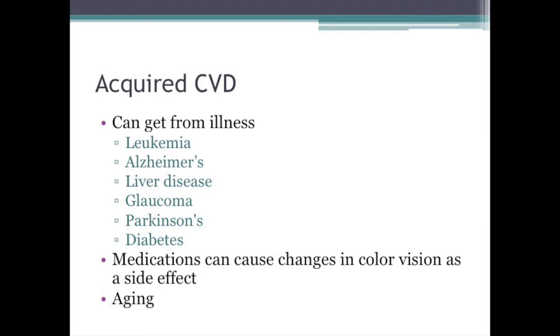All this being said, what is acquired CVD? CVD can be acquired from illnesses such as leukemia, Alzheimer's, liver disease, glaucoma, Parkinson's, and diabetes. Additionally, medications can cause changes in color vision as a side effect, and aging can also cause deficiencies.